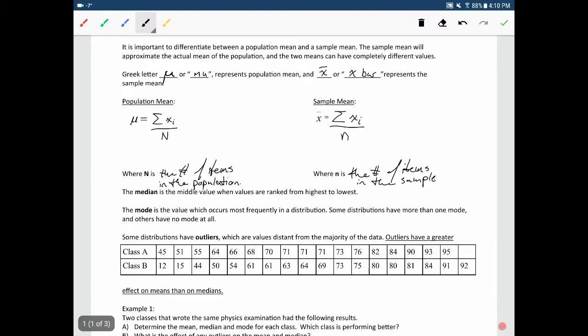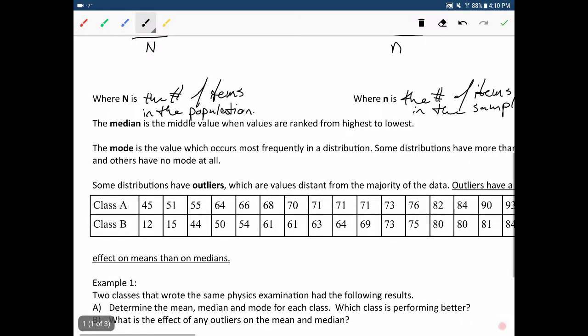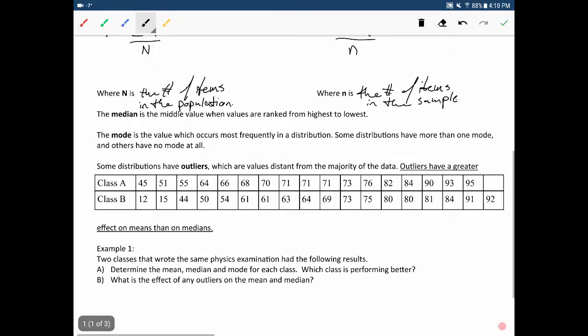That's the mean. The next thing is the median, which we hopefully all remember is the middle value when you rank them lowest to highest, or highest to lowest, it doesn't make a difference. It's still the middle. And the mode is the one that occurs most often. Okay, mean, median, and mode.